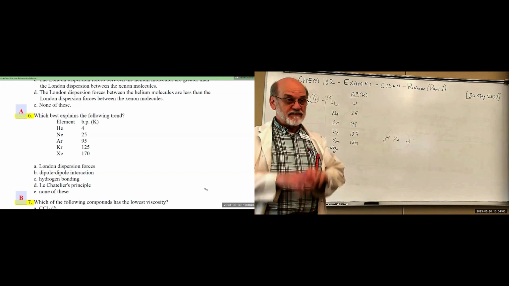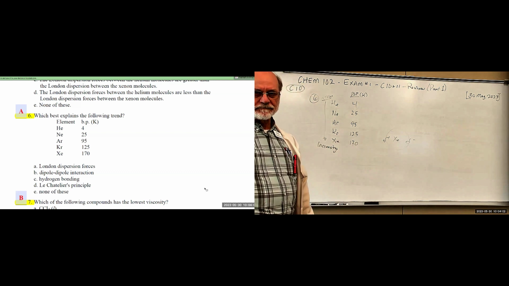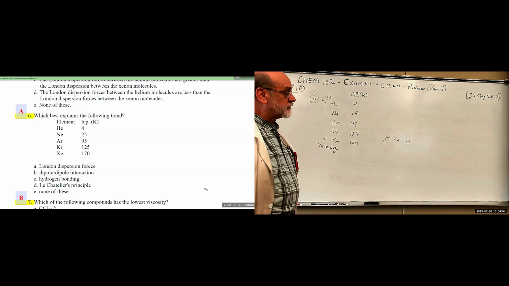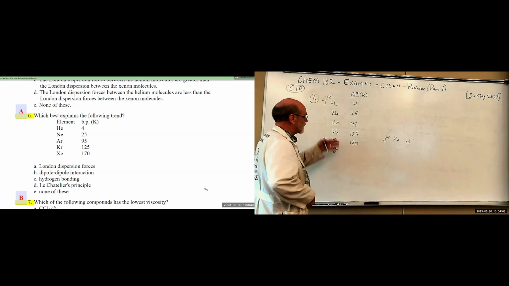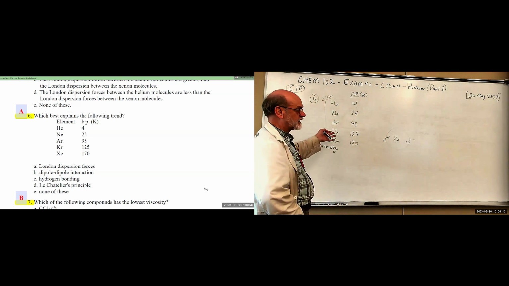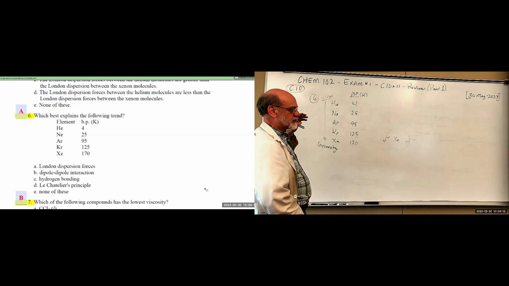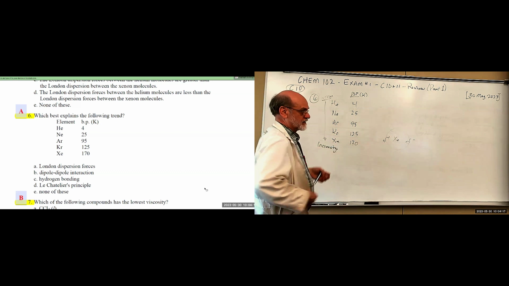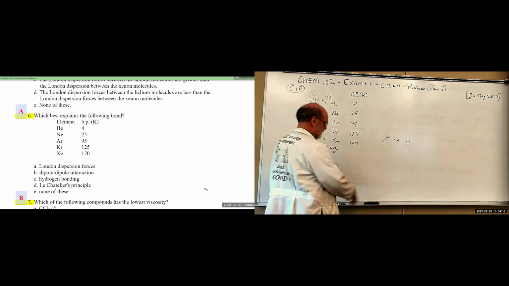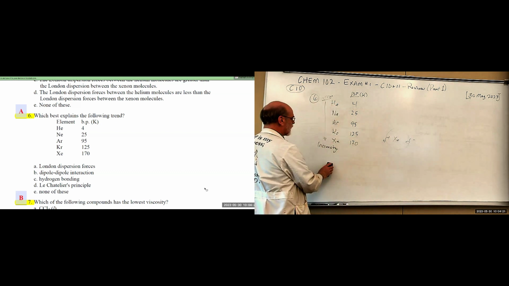Okay, it's simply based upon size. So the explanation for this is London dispersion forces. You don't have dipoles available, you don't have hydrogen bonding available. Le Chatelier was just thrown in there to confuse you. None of these. London dispersion forces explains this phenomenon.